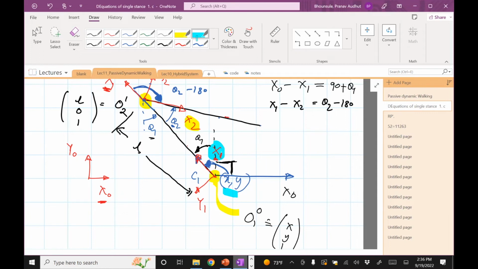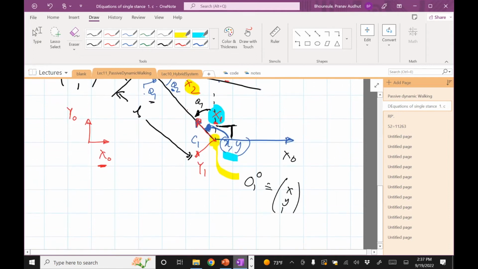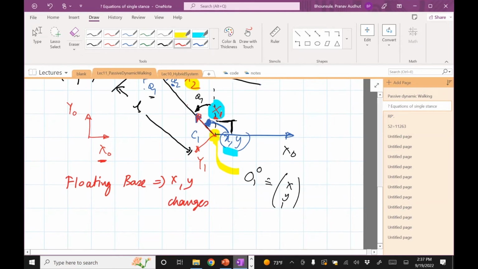And it's done in that fashion because it makes writing equations easier. It's a bit more work to develop the equations, but once you do it, it's kind of easy to keep track of the point C1 and then use that to do simulation as well as animation. So this is what gives it the name floating base. Floating base, x, y, every step.